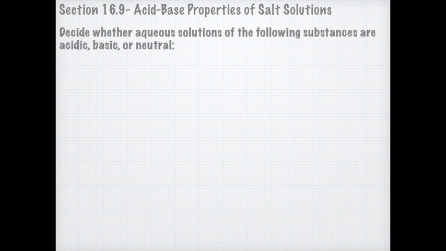So what we need to do is decide whether each of the solutions that's formed from the following salts is going to be acidic, basic, or neutral. So let's look at an example. Here I've got potassium fluoride. Now, we've got to figure out where this potassium fluoride came from.